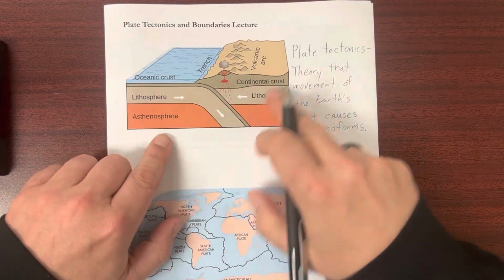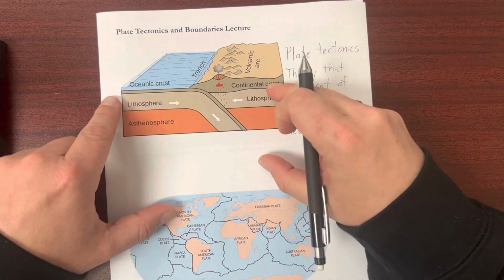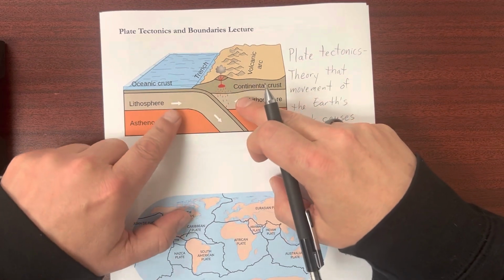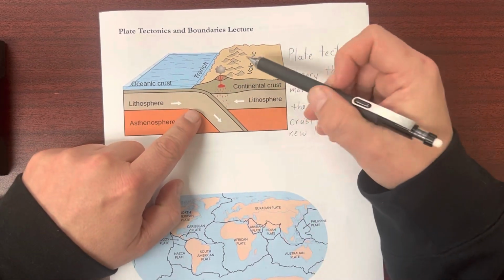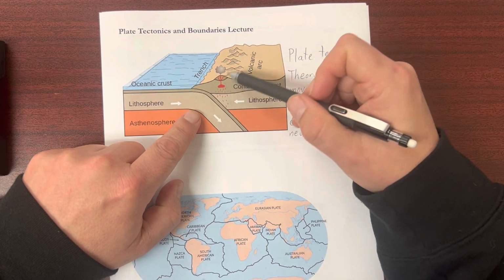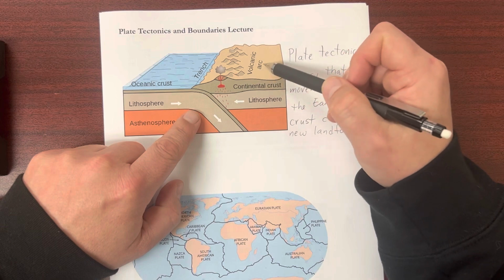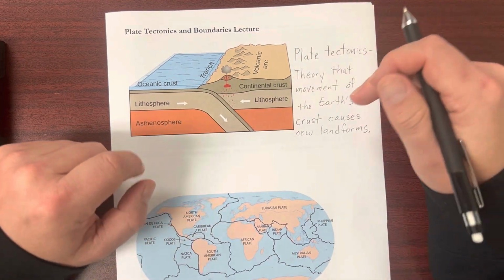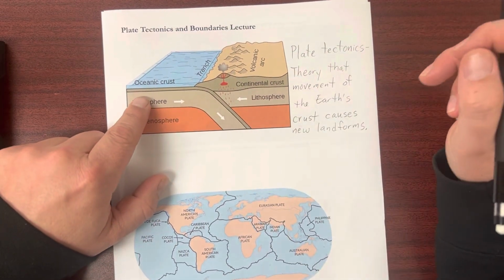And that's what you see here. This is just a basic diagram of two plates coming together, which we're going to talk about soon. But when they do that, they create this chain, this mountain range right here with volcanoes. It's a volcanic arc. And one of those plates goes under the other.